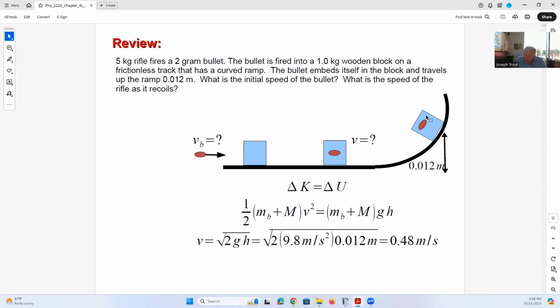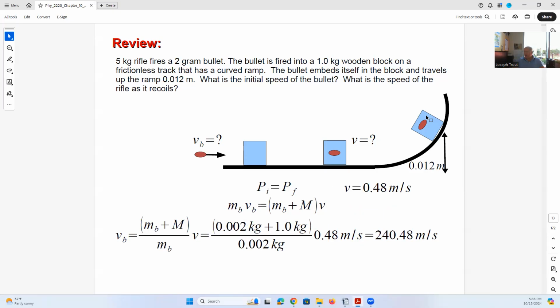As the collision takes place, we can use conservation of momentum. So we have the mass of the bullet times the velocity of the bullet, that's the initial momentum, is equal to the mass of the block plus the mass of the bullet times the velocity after the collision. We already know what the velocity after the collision is. It's 0.48 meters per second.